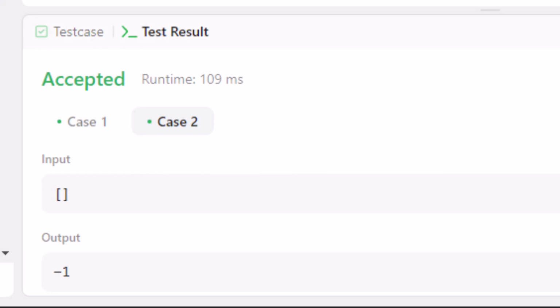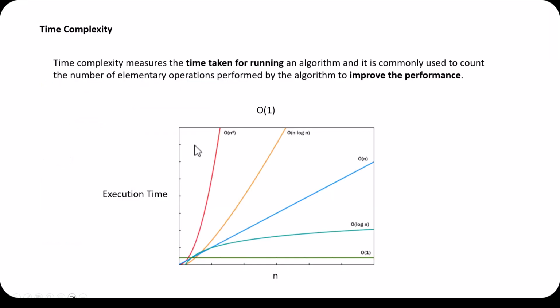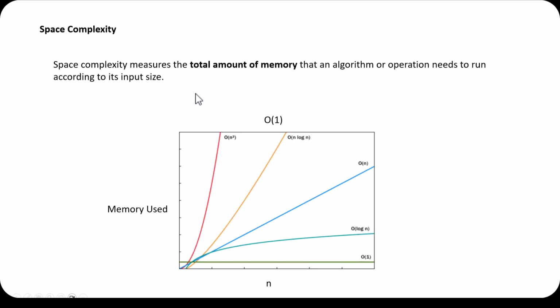Okay, super straightforward, super easy. The time complexity on this is basically the last functionality of JavaScript, which is O(1). And the same is true for space complexity.